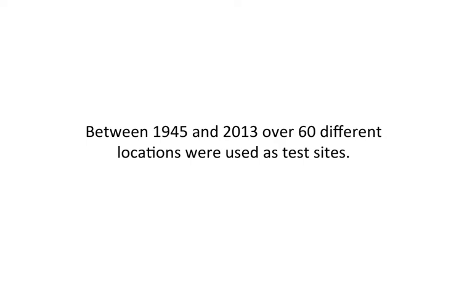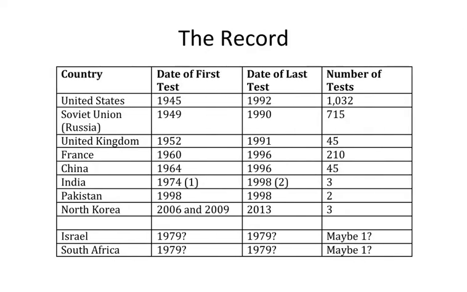Between 1945 and 2013, over 60 different locations were used as test sites for nuclear explosions. So this has very much been a global activity. Here's the record. A couple of things maybe that are notable. Here we have the country on the left and the date of the first test, date of last test, and the number of tests total by country.